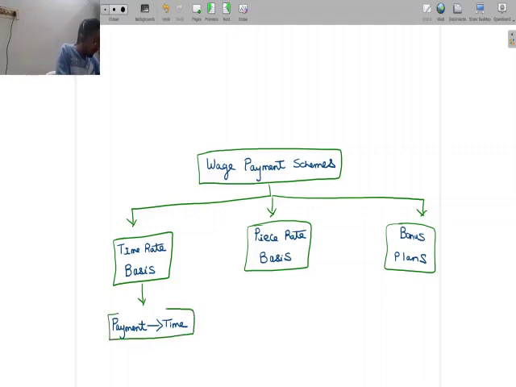So a rate is fixed for every unit of time, and the number of units of time worked is multiplied with that rate, and the workers are compensated. For example, there could be an hourly rate. So every worker could be told, for every 1 hour of work you do, you would be paid 20 rupees. So if the worker works for 5 hours, then he has the right to claim 100 rupees. That's what we call a time rate basis.